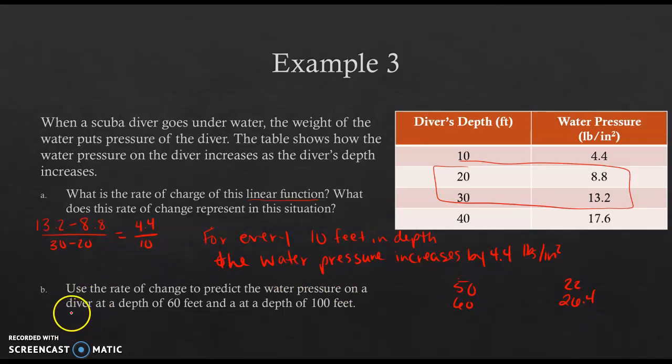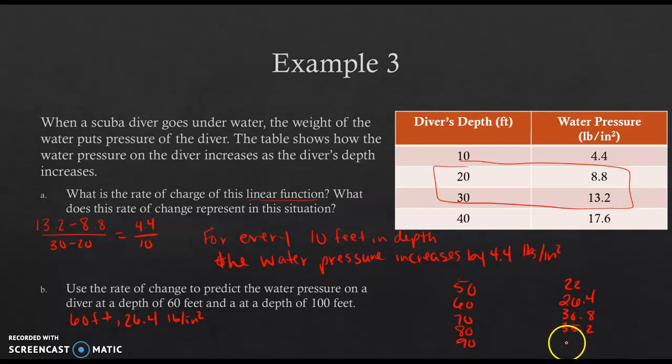And so I can go ahead and answer that over here. 60 feet is 26.4 pounds per inch squared. And then 70, and then 26.4 plus 4.4 would bring us to 30.8. But I'm wanting 100. So 70, 80 would bring us to 35.2, because I added another 4.4.